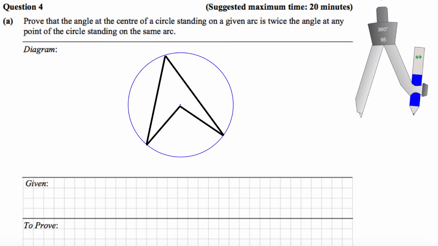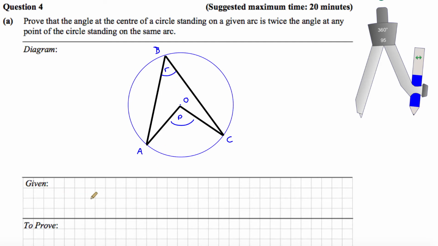Okay, so I'm going to call the center O. I'm going to call this point A, B, and C. It doesn't matter what you call them. And then I'm going to label this angle here. I'll call that small p. This angle, I'm going to call this angle here small r.